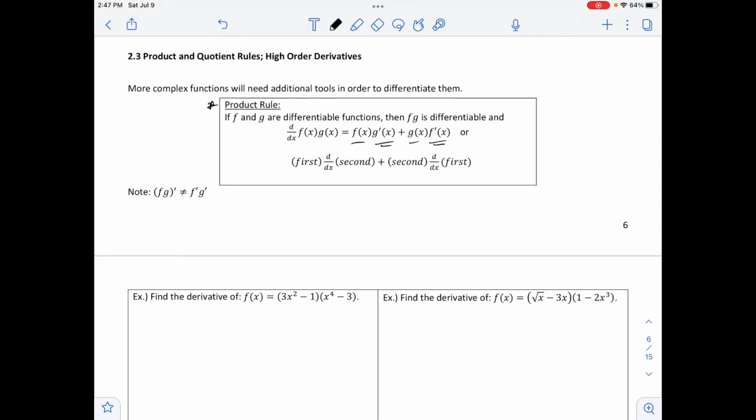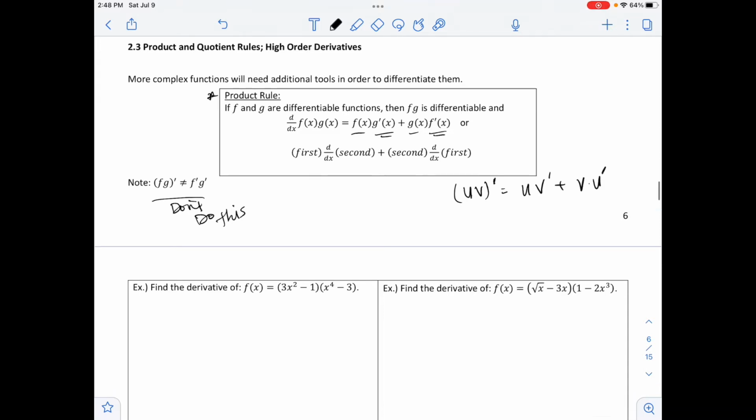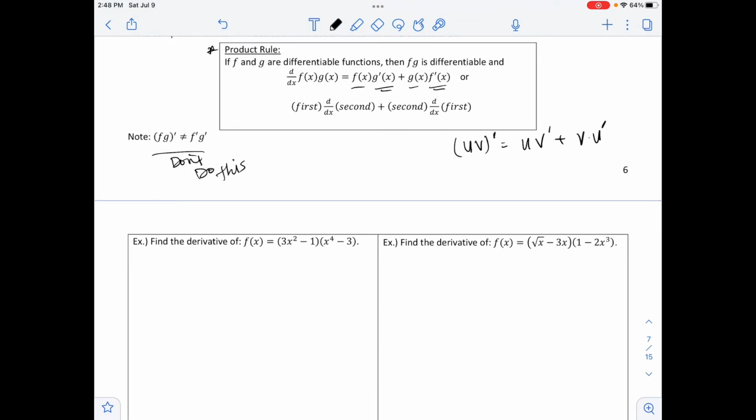And so note that you cannot, this is a no, don't do this. You can't just distribute that derivative on each of those terms. You would have to do, so if you were to take the derivative of u times v, you're going to have the first times the derivative of the second plus the second times the derivative of the first. And this is the product rule.